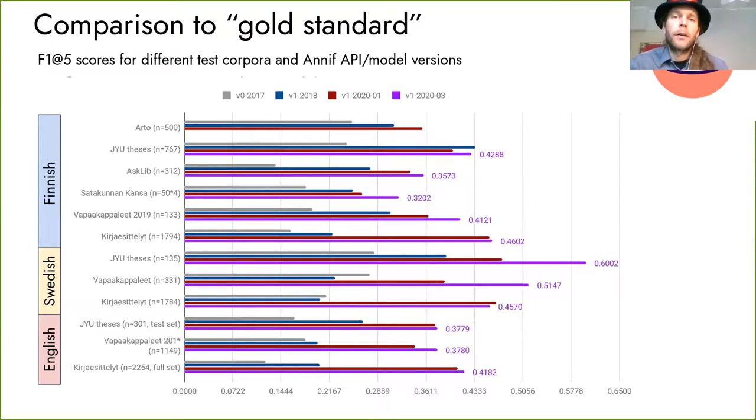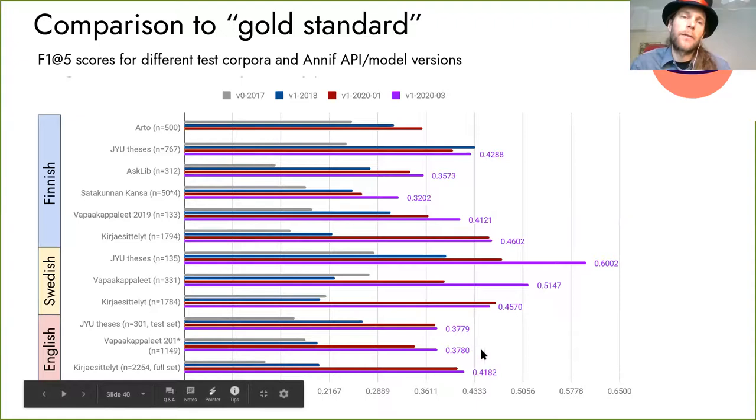And so here I'm showing some comparisons against various gold standards, but I put gold standard in quotes here because you could argue that it's not a very high quality gold standard. In most cases, we have just relied on the existing metadata from the catalogs. And sometimes it's better, like for example in the case of the Finnish National Bibliography, where the subject indexing is quite high quality, but in other cases, it can be low quality metadata.